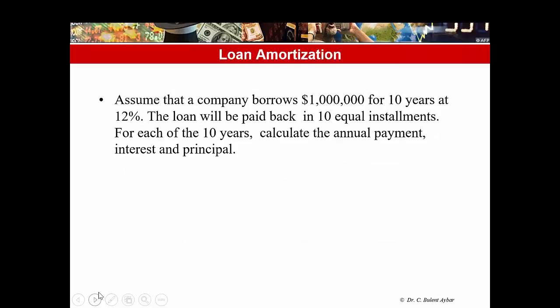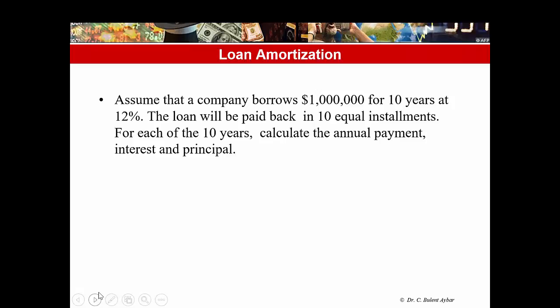Let's assume that a company borrows $1 million for 10 years at 12% interest. The loan will be paid back in 10 equal installments. For each of the 10 years, we will have to calculate the annual payment, and we will also decompose the payment into interest and principal. So this is very much in compliance with the description that we made earlier for the amortized loan.